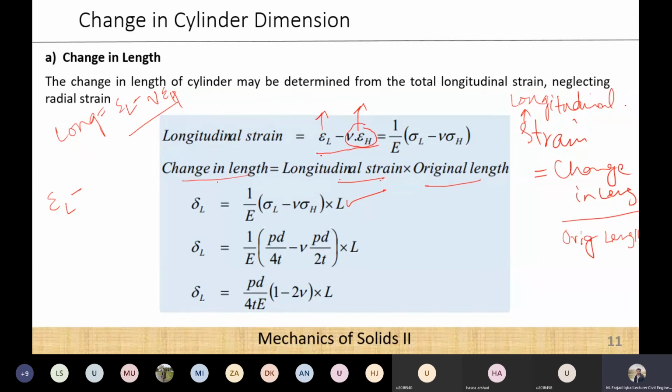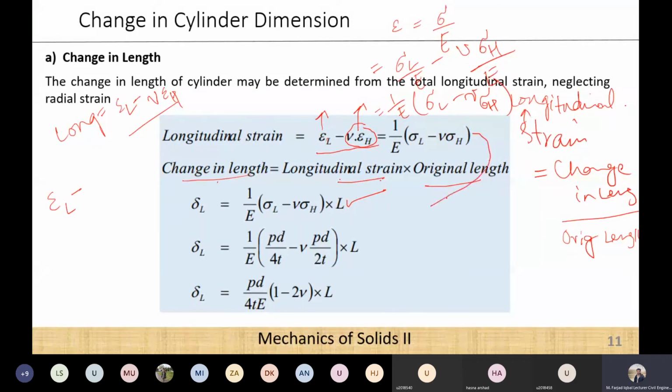If we simplify this relationship, we know that stress is equal to, or strain is equal to, stress over E. We know this relationship as well. If I substitute this relationship into this formula, I will get epsilon L equals sigma L over E minus nu sigma H over E. If I take 1 over E as common, I am going to get 1 over E into sigma L minus nu into sigma H. So this is the formula for longitudinal strain.